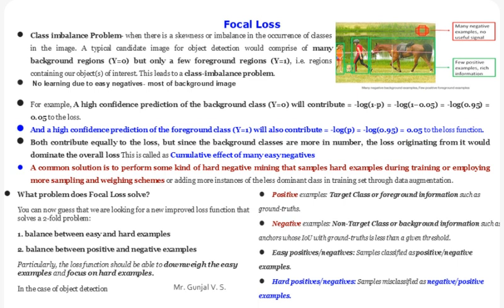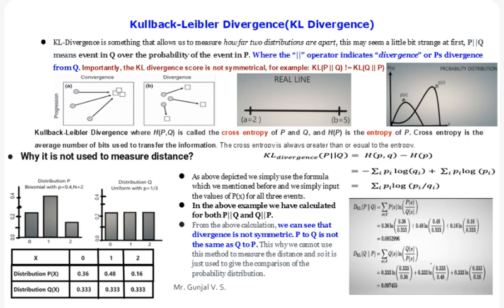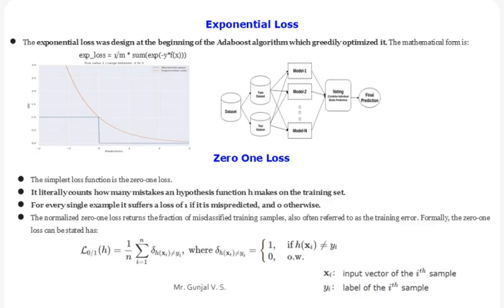It is particularly useful in object detection and other tasks with skewed class distributions. KL divergence measures the difference between two probability distributions. It is used to compare the predicted distribution with the actual distribution, though it is not symmetric. Exponential loss, used in AdaBoost, focuses on misclassified points by increasing their weight. 0-1 loss is the simplest, counting only the number of mispredictions.